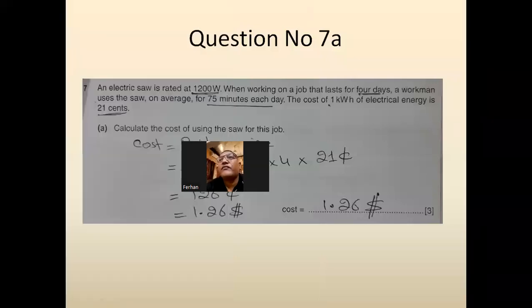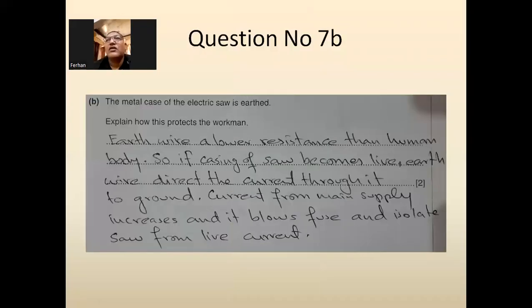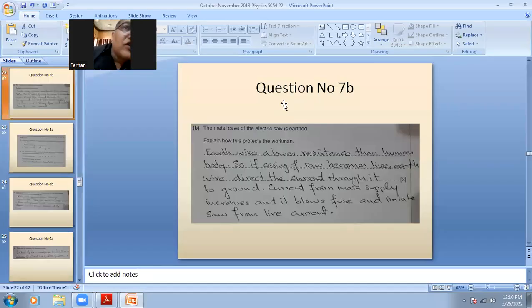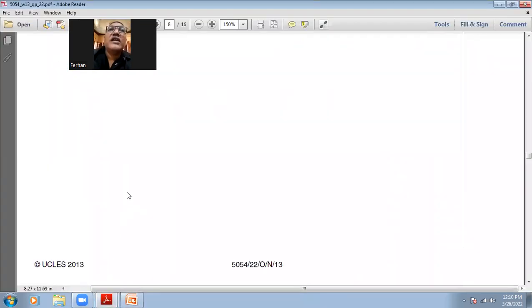Let me show you my written answer. Earth wire has, here I was supposed to write has, lower resistance than the human body. So if casing of the saw becomes live, earth wire directs the current through it to ground. Current from main supply increases, and it blows the fuse and isolates the saw from the live current. So that is our answer. I hope you understand. So we are done with question number 7.